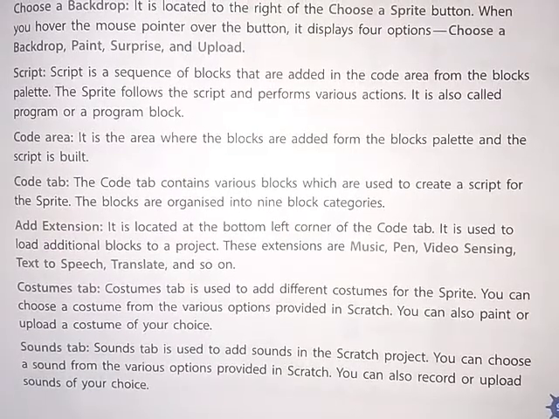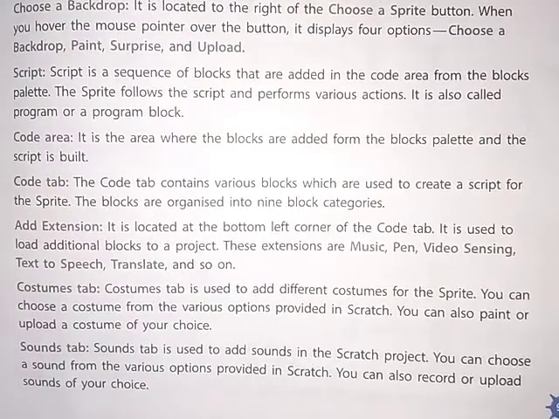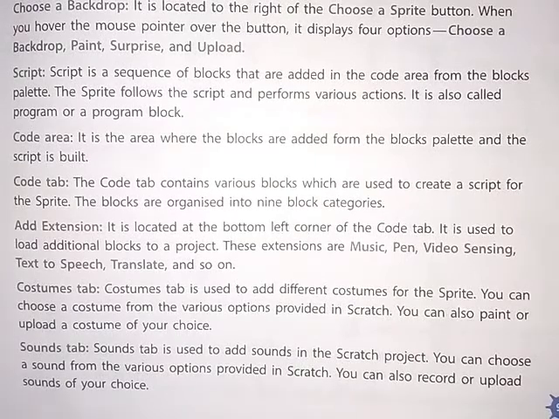The blocks are organized into 9 block categories. Add extension. It is located at the bottom left corner of the code tab. It is used to load additional blocks to a project. These extensions are music, pen, video sensing, text to speech, translate, and so on.